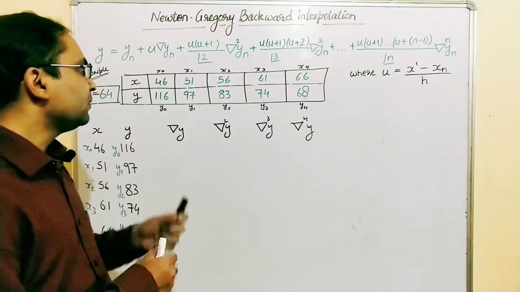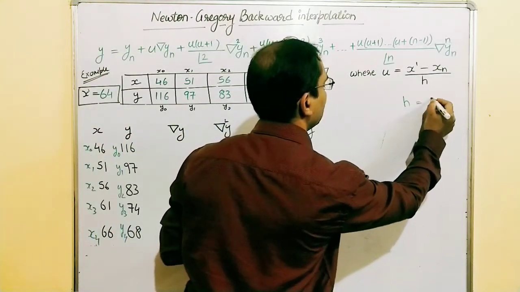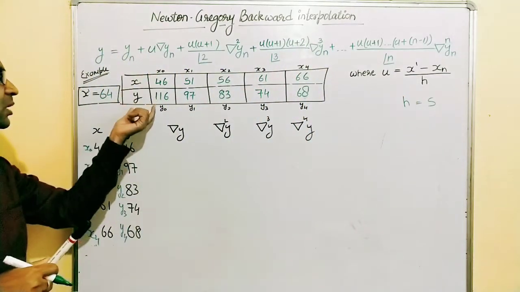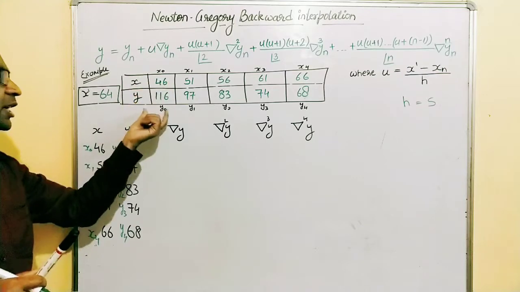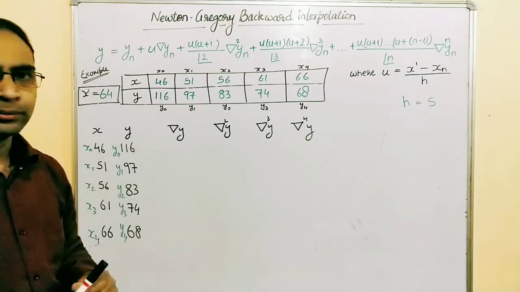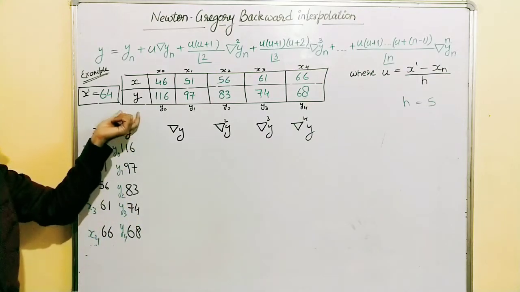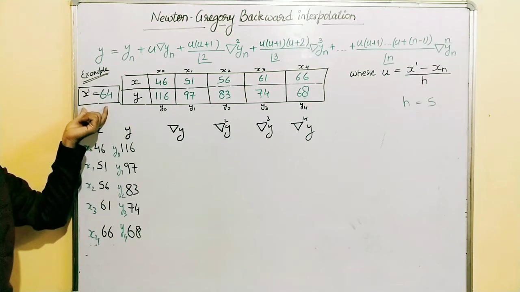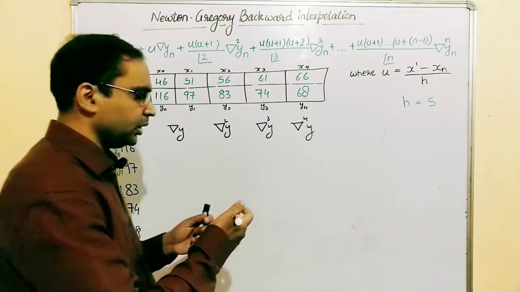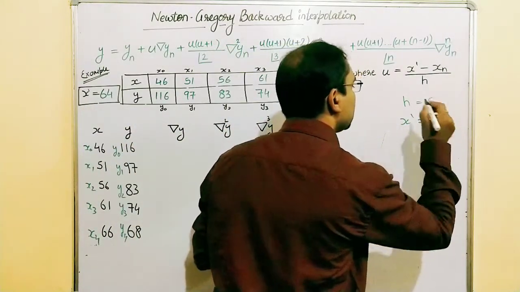So we can see that for this question, the value of h is 5, right? And we have the respective values of y. For x 46, y is 116. For x 51, y is 97 and so on. What is the questioned value? We have to evaluate y when x is 64. So the questioned value is 64. So we can write here that x dash is equal to 64.